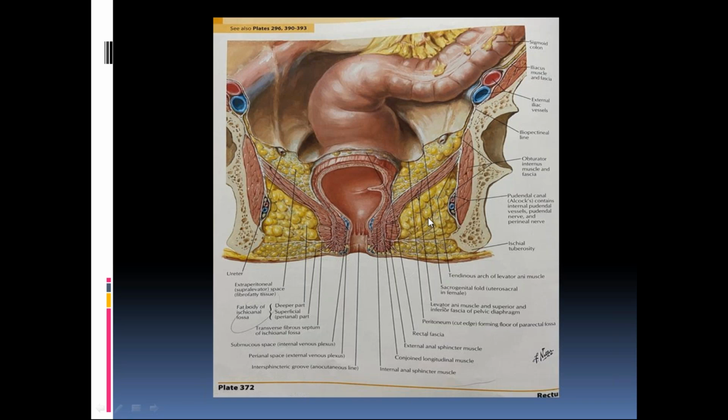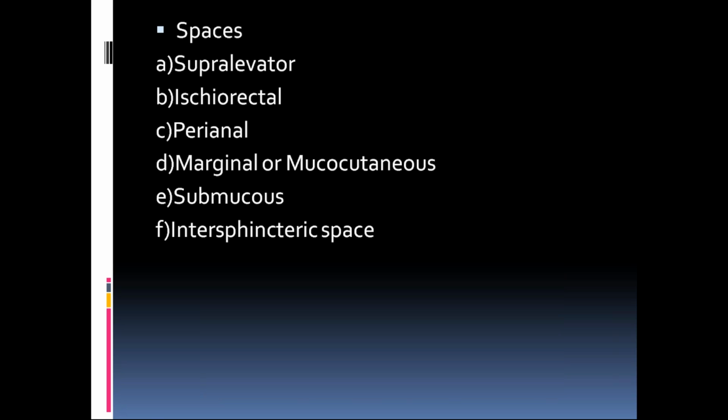A point of importance here is the ischiorectal abscess. When it is formed, it can go behind the anococcygeal ligament, which I have told you about, and go into the opposite ischiorectal fossa. Then it will form a horseshoe shaped abscess, or a horseshoe shaped fistula also.